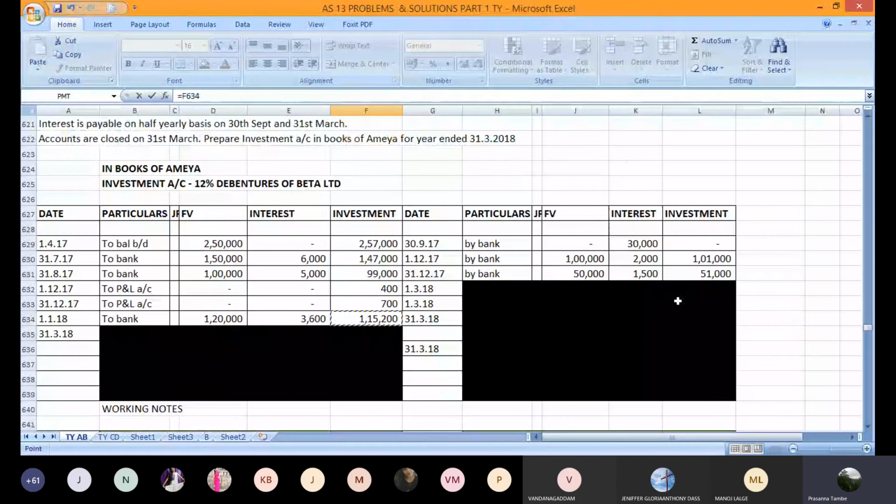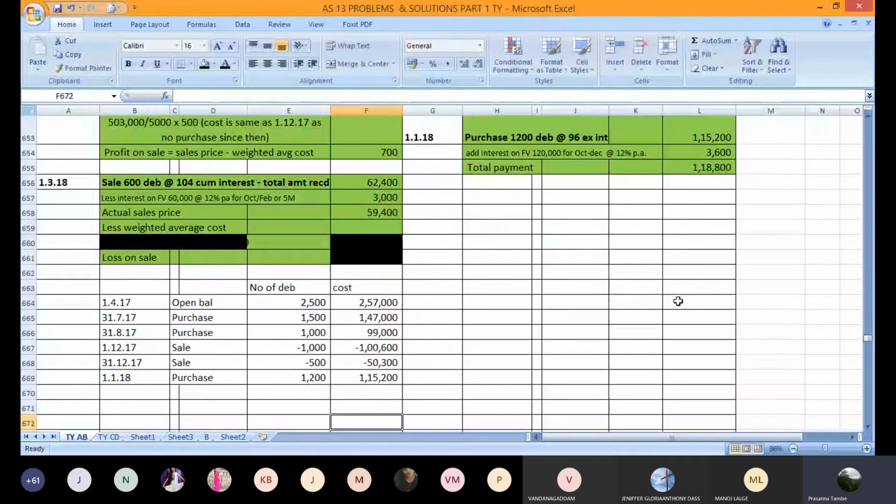That cost is 1,15,200. So what I've summarized is the flow of transactions right from the beginning: opening balance, number of debentures and cost; purchases, number of debentures and cost; sale, number of debentures and the weighted average cost considered at that point in time in the respective working note. You can pick it up from the respective working note. And the last purchase is 1,200 debentures, whose cost is 1,15,200. If you take the total here, you will get the net position: how many debentures you have and what is the corresponding cost.